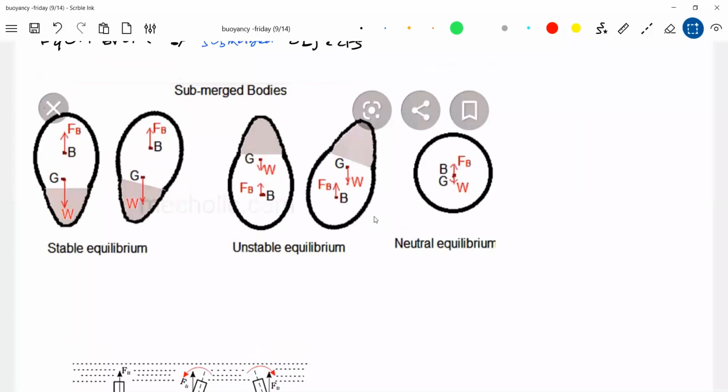So everything is surrounded by liquid. Liquid is present. So what do you mean by stable equilibrium? Or first we'll go for neutral equilibrium. What do you mean by neutral equilibrium?